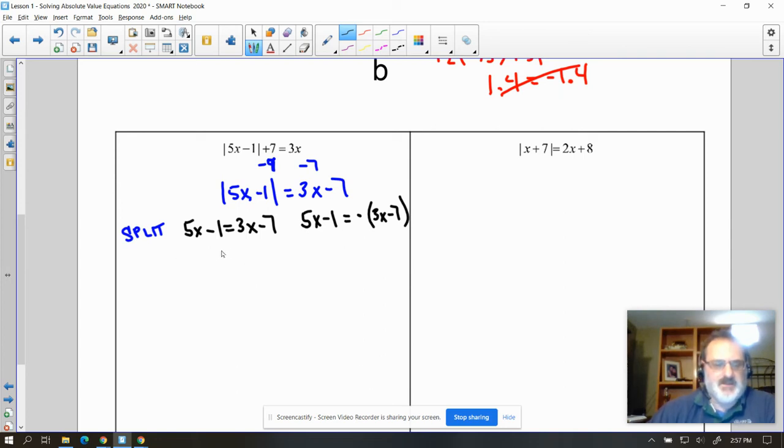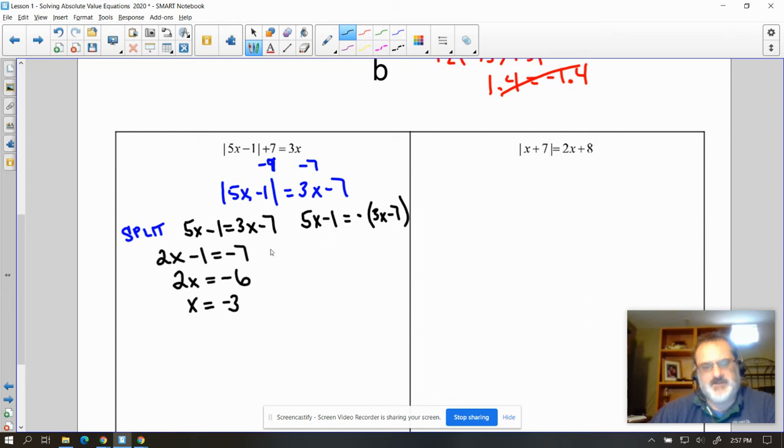All right, so I need to solve both of those. I subtract 3x from both sides, and 2x - 1 equals negative 7. Then I add 1 to both sides, so 2x comes down equal to negative 6. Then I divide both sides by 2, and x comes down equal to negative 3.